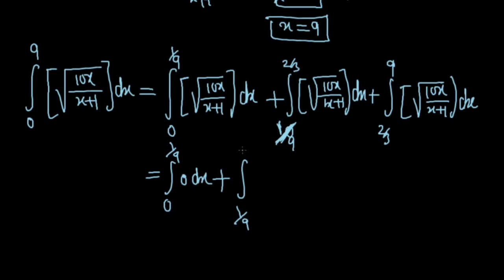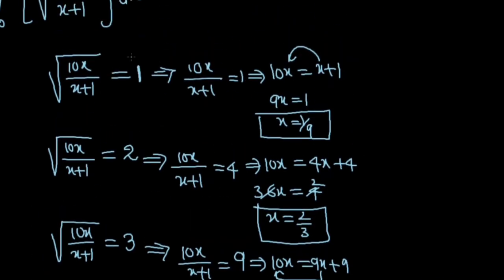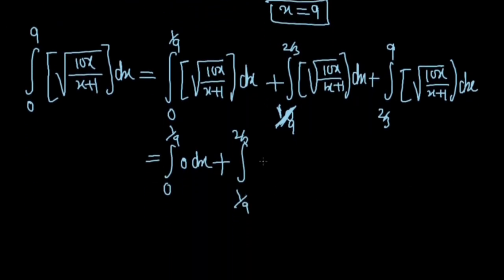1 by 9 to 2 by 3. See here, at 1 by 9 I'm getting 1. At 2 by 3 I'm getting 2. So from 1 by 9 to 2 by 3, the range values lie from 1 to 2, right? If I apply the greatest integer function between 1 and 2, what is the result? I'll get 1. Okay, in between 1 to 2, if I do the step function, I'll get 1, the left side value. So this is 1 dx plus the integration from 2 by 3 to 9.